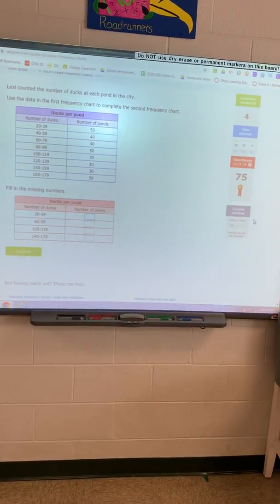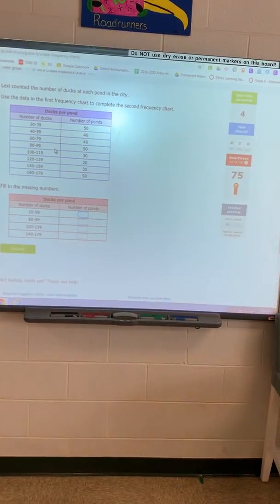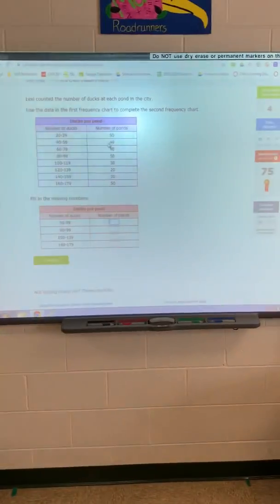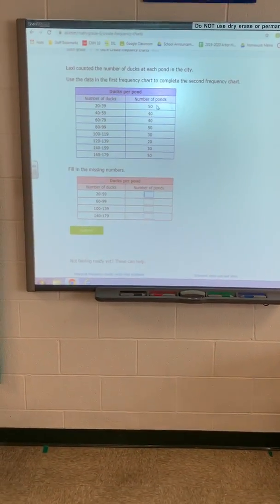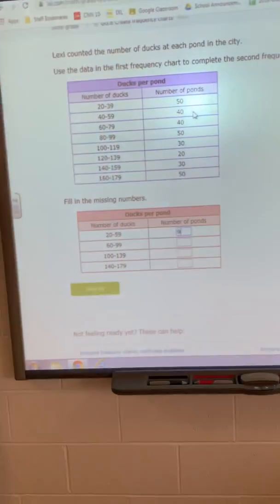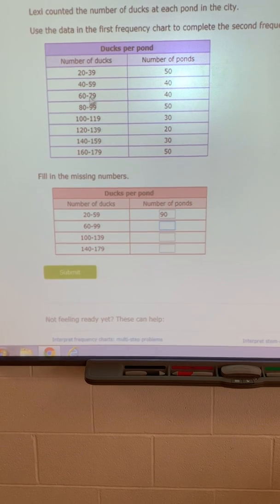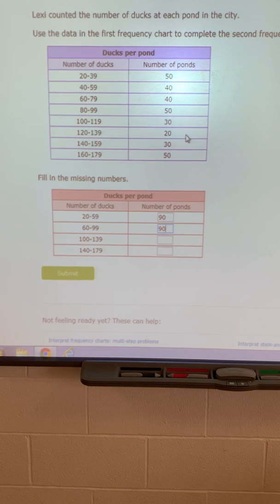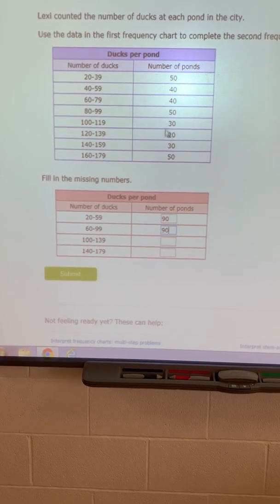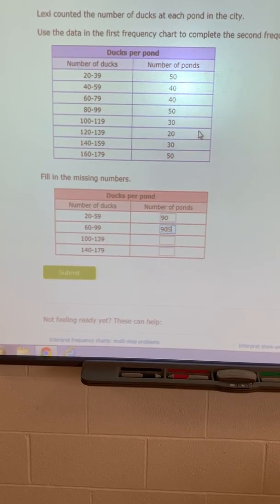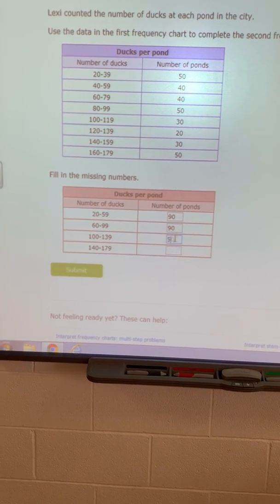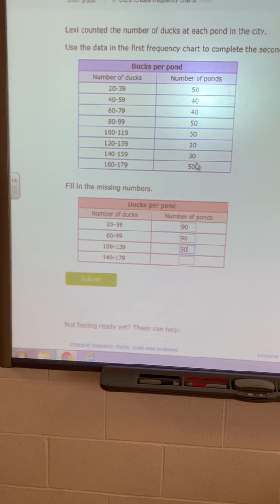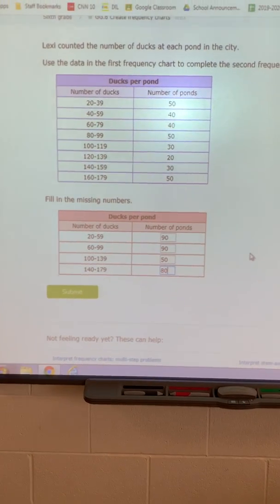So I'm gonna come over here for a minute, and I can see that 20 to 59 is actually going to make me look at 2 categories, if you can see my mouse moving here. So altogether, I see 90 puns, 60 to 99. I also see 90 puns, 100 to 39. I see 50 puns. And then this one also has 2 categories. 30 and 50 will be 80 puns.